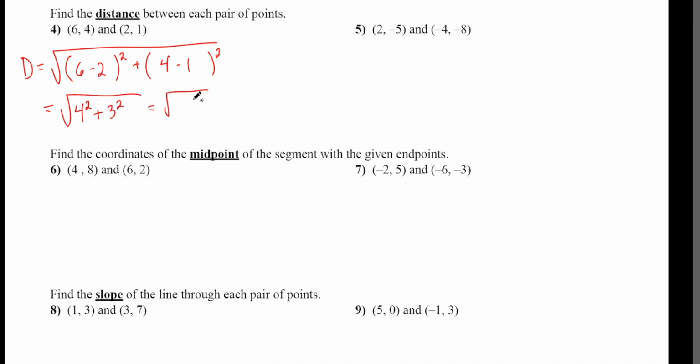Okay? Yeah, this is going to be 16 plus 9. 16 plus 9 is 25. What is the square root of 25? It's just the whole number 5. It's not the square root of 5.